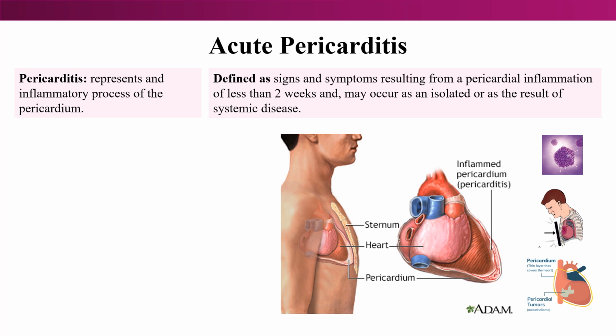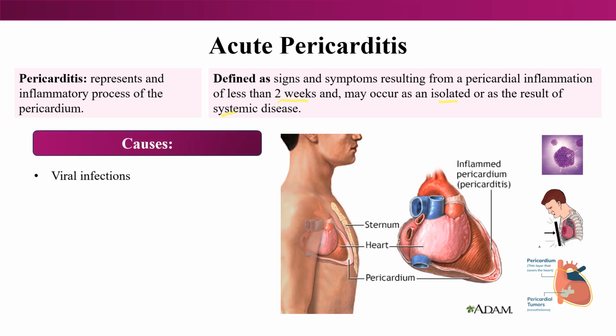Pericarditis represents an inflammatory process of the pericardium. Acute pericarditis is defined as signs and symptoms resulting from a pericardial inflammation of less than 2 weeks and may occur as an isolated disease or as the result of systemic disease. Among the causes, viral infections, especially infections with Coxsackie viruses and echoviruses, are the most common cause of pericarditis and probably are responsible for many cases classified as idiopathic.